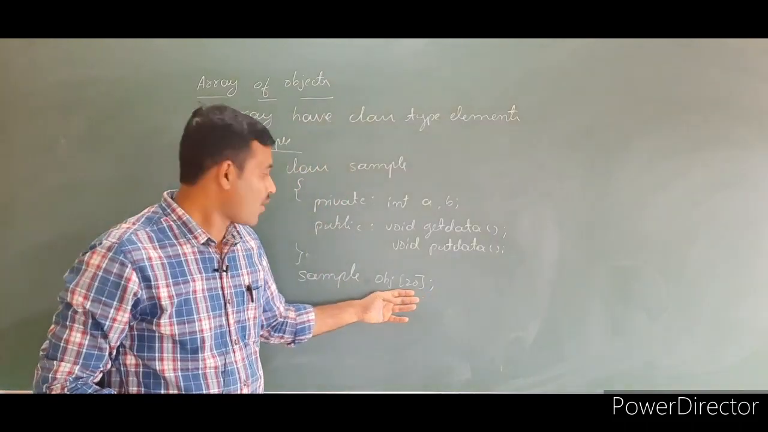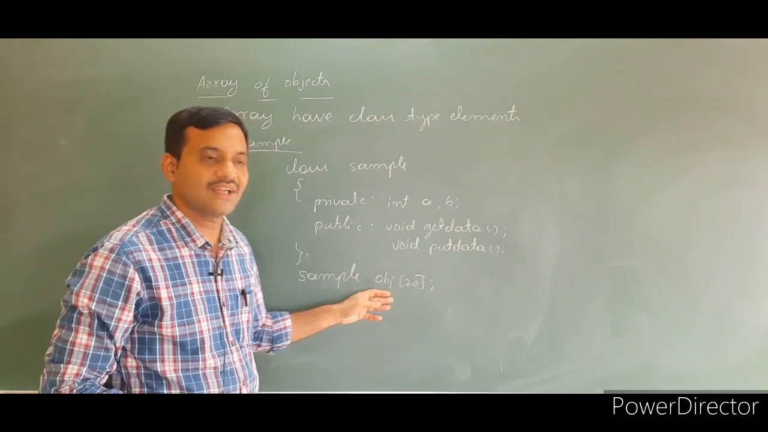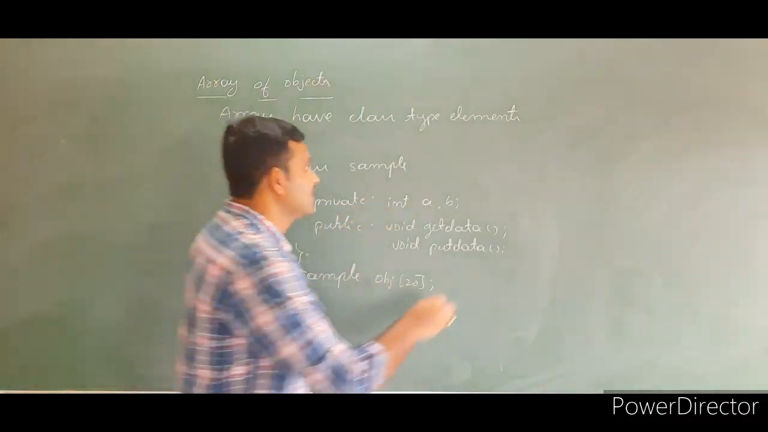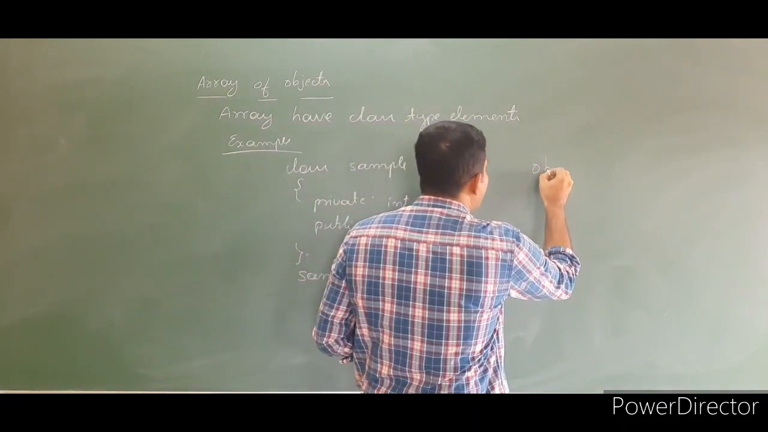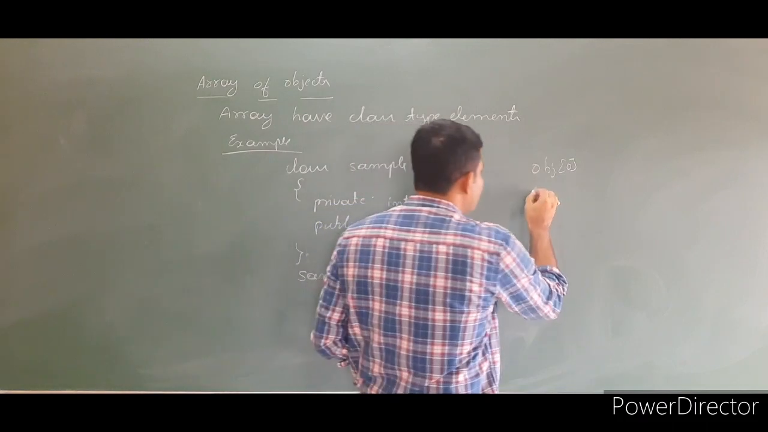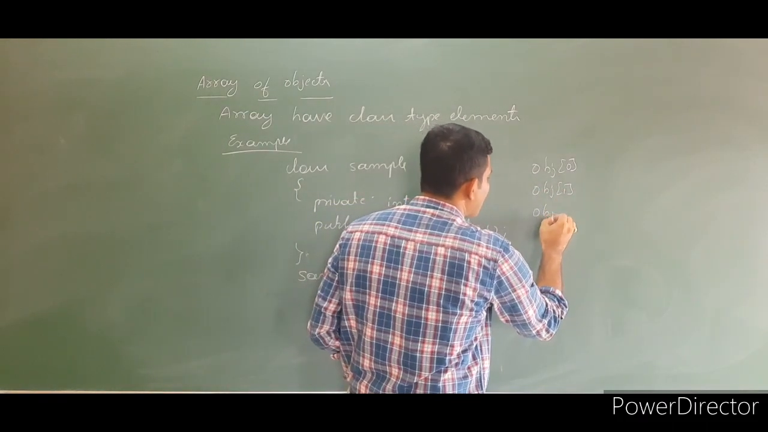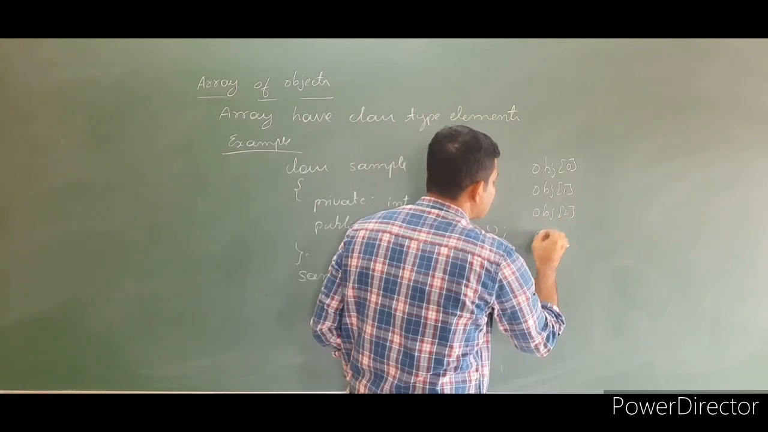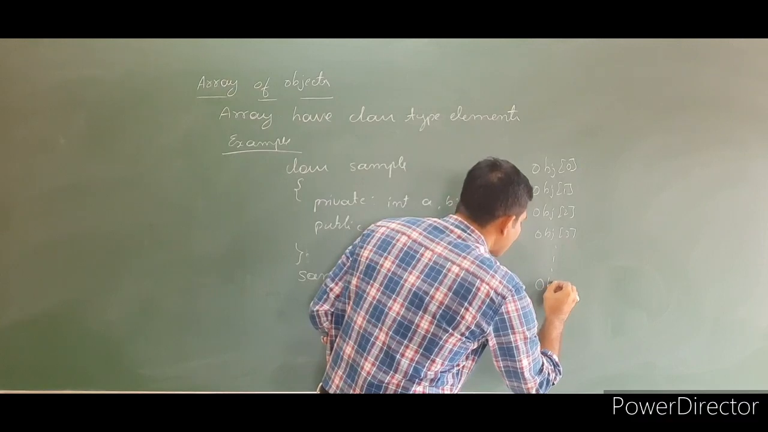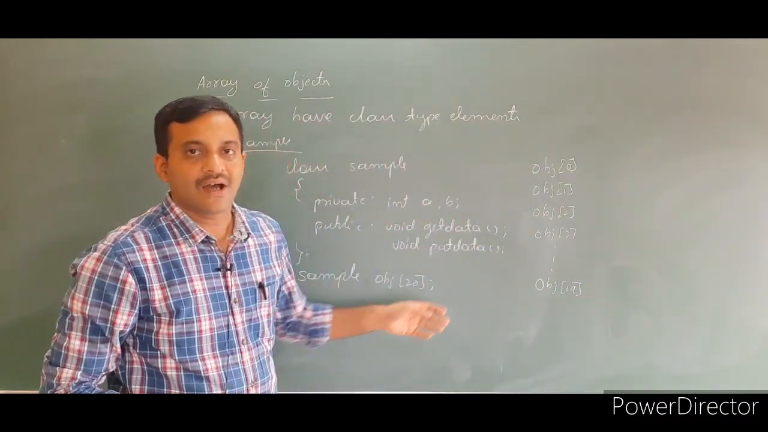Here the object has 20 elements, and all 20 elements share the same data type. That is, the first one is obj[0], next one is obj[1], next one is obj[2], next one is obj[3], and so on up to obj[19]. So this is the array.